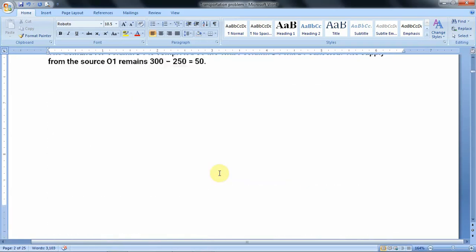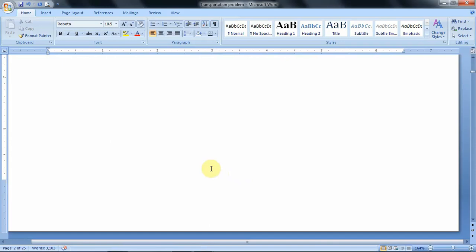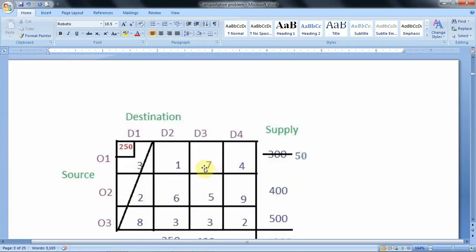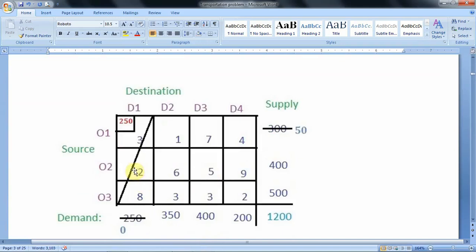Next one. So that column is over, because the D1 column is completed or satisfied. Next, in this the 50 units are there in the first row. Now we move to the cell, that is O1D2.